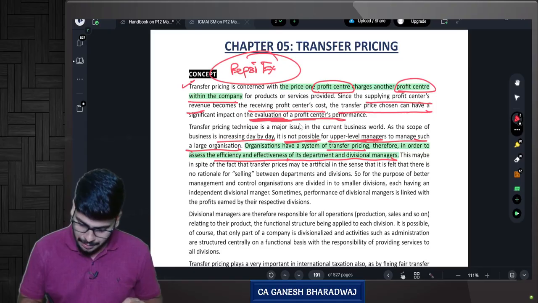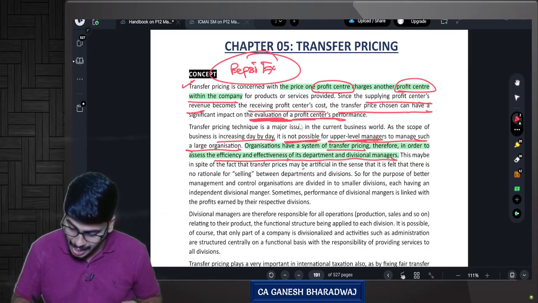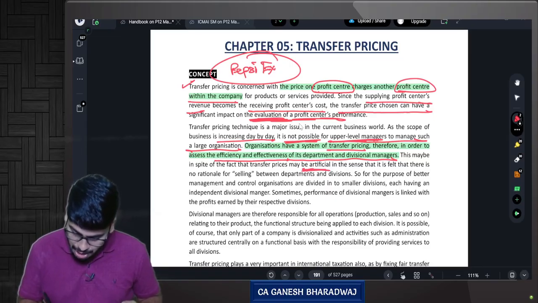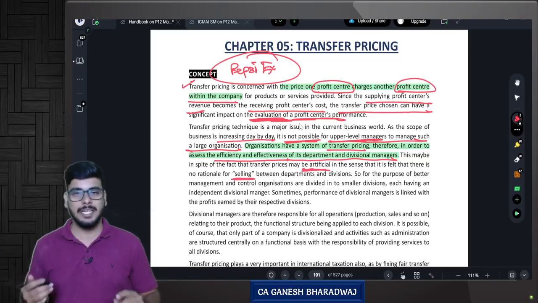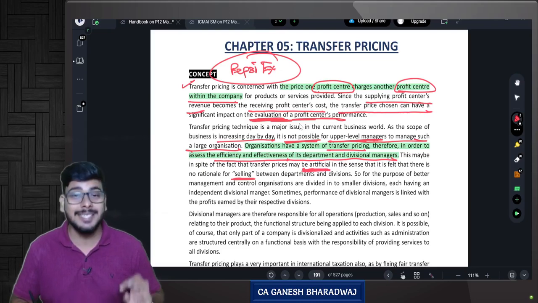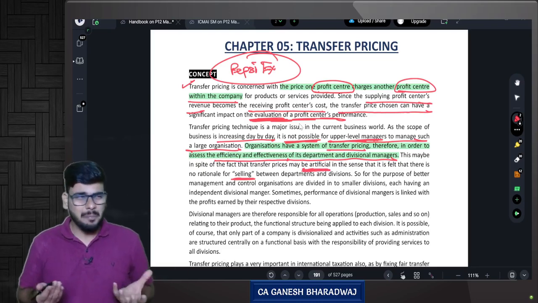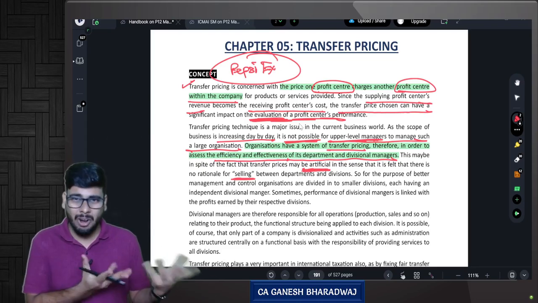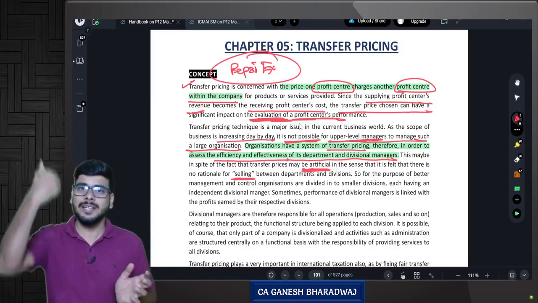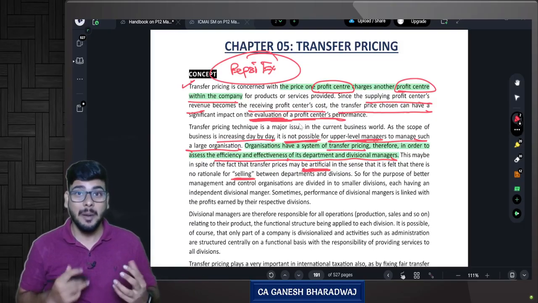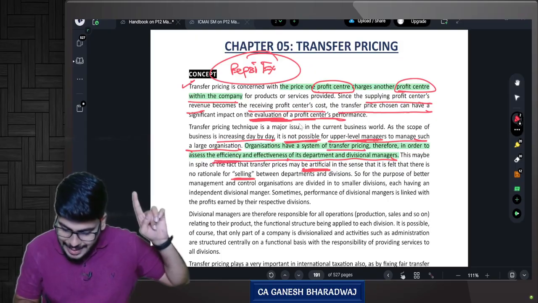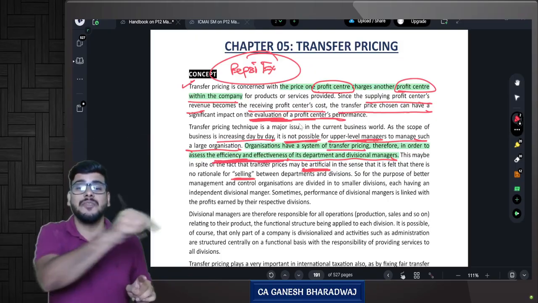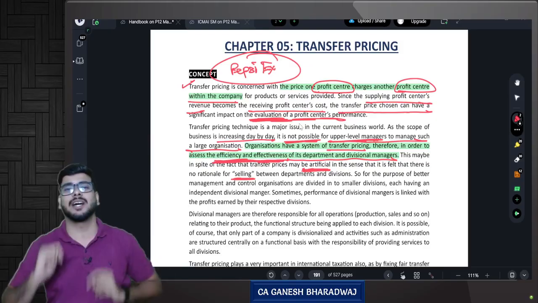Okay, this is in spite of the fact that transfer pricing may be artificial, in the sense that it is felt that there is no rationale for selling between departments and divisions. So I told you, right, it is an artificial competition. Why? Between departments, you tell me, is there a concept of selling? No. That's why it doesn't impact the overall profit of the company. But why are we doing it? To assess the efficiency and effectiveness of every division or department inside. Are you clear with this?